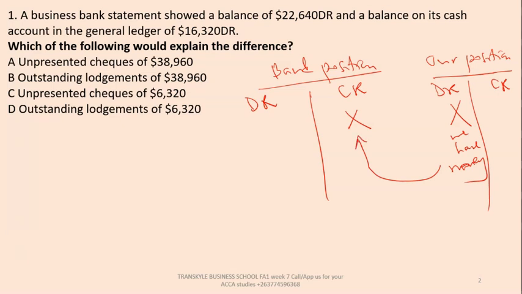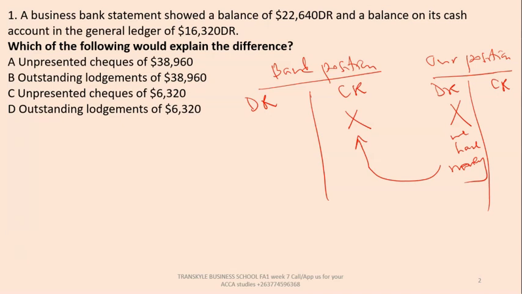Why does a bank statement show a credit balance? Because our money is the bank's liability. They owe us money. When we want the money, they have to give us that money. It's not their money. They are only keeping it safe for us. So this is why they have a credit balance.